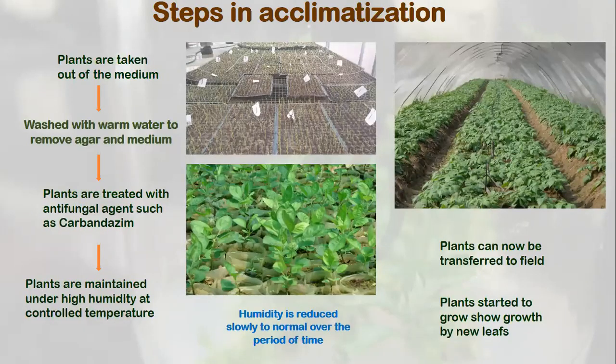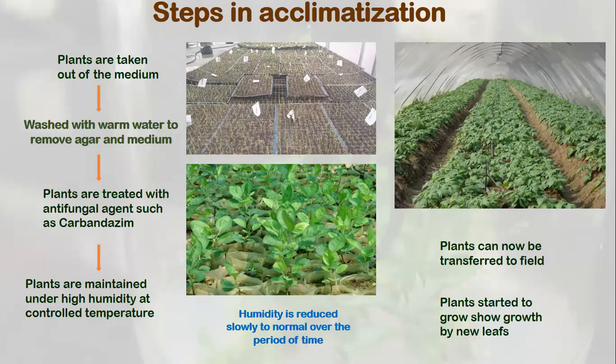So these are the steps in acclimatization. You can see these are the acclimatized plants of potato, and these are the acclimatized plants of apple. And these potato plants can be transferred to the field, and you see this lavishly growing potato plant after about 1 month of transfer from this stage to this stage. So that is the scale.